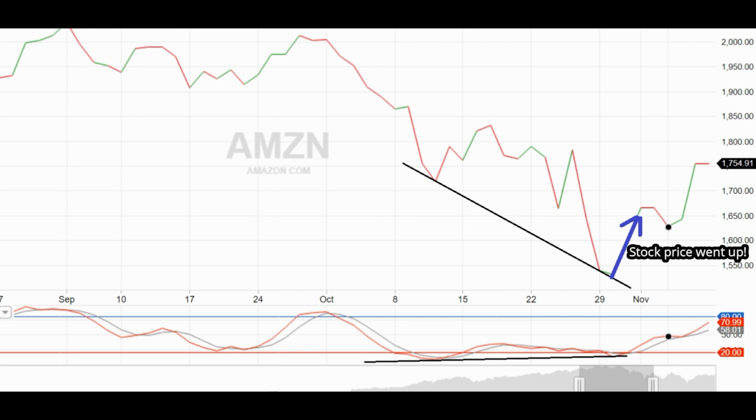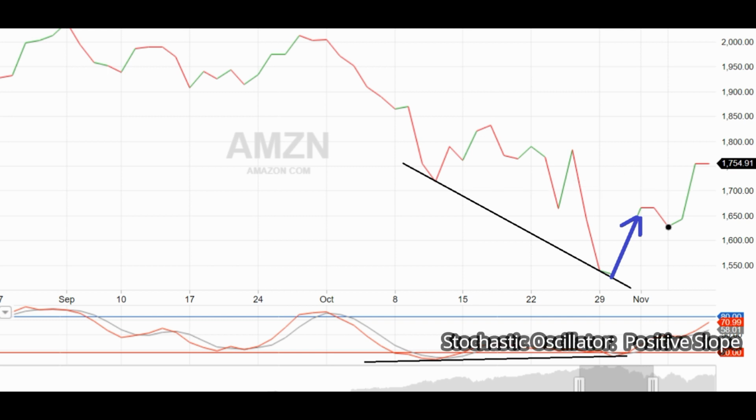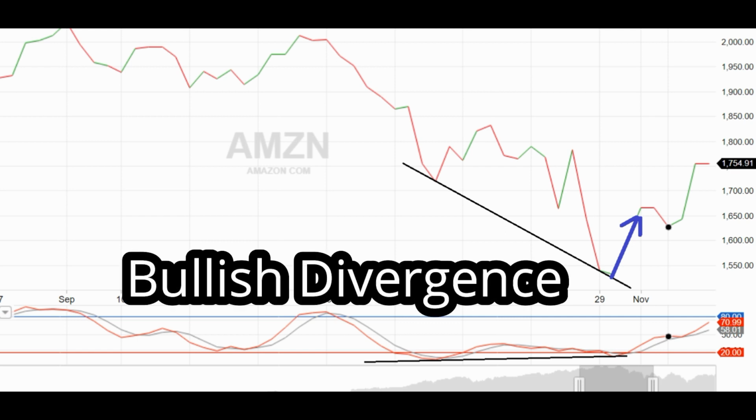You can see that when placing the two lines, the one from the stock price shows a negative slope, whereas the stochastic oscillator has a positive slope. Granted, it looks almost flat, but look carefully and you'll see. That's a bullish divergence, and that's a positive sign.